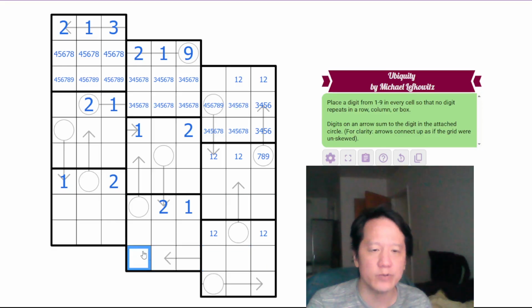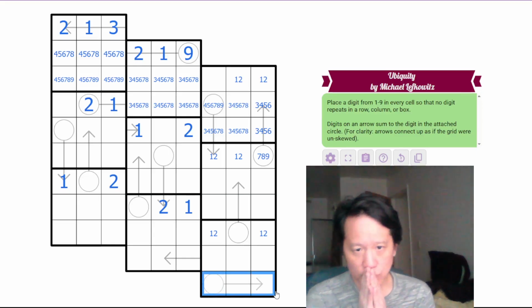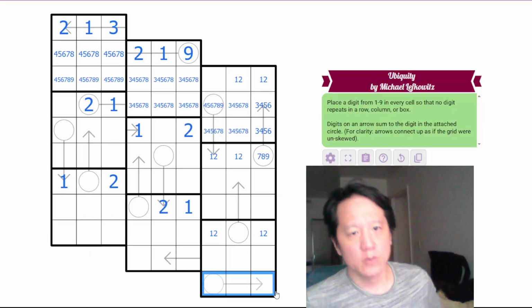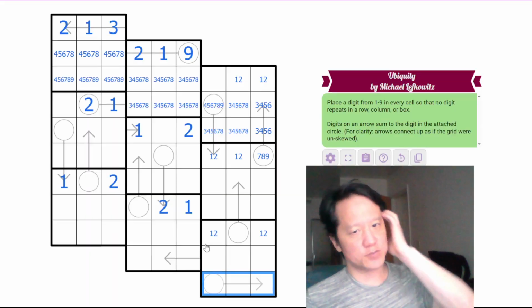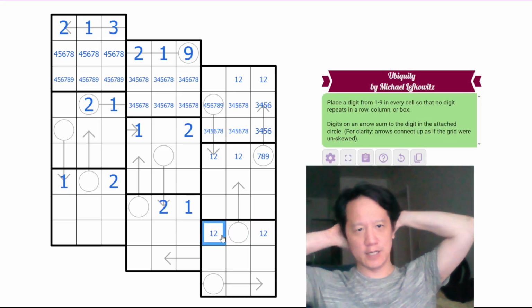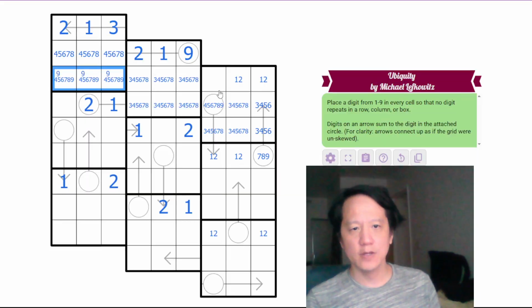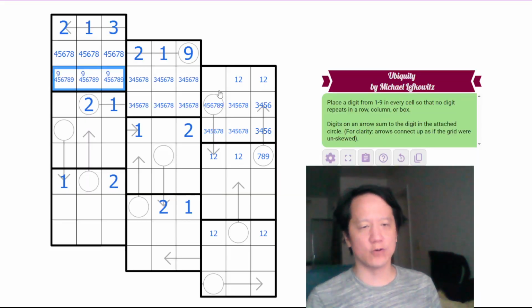Okay, we can't have 1, 2 here. Interesting. So that gives us 1 and 2. We have all the 1s and 2s accounted for in all the boxes.